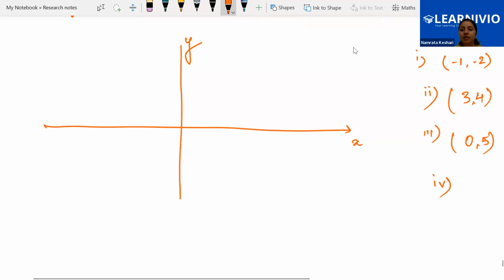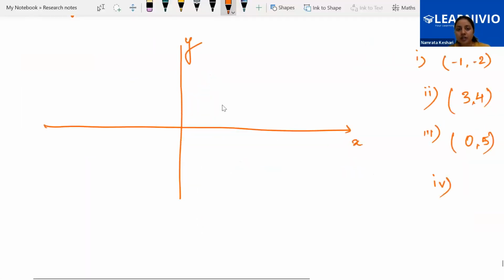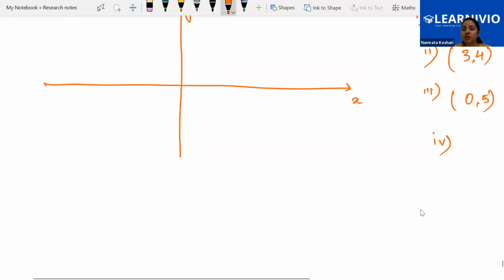Whoever are here, are you having pen and paper with you? Everyone is sitting with pen and paper, right? So these are the few points I am giving you. Just plot the coordinate axis and locate these points on the coordinate axis.